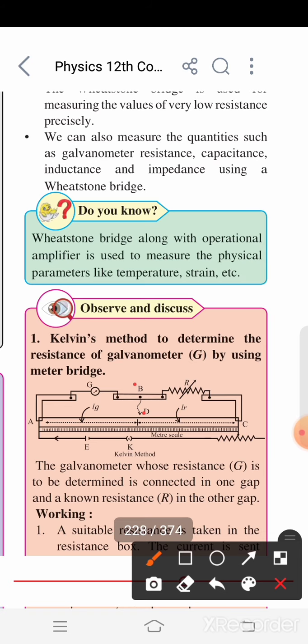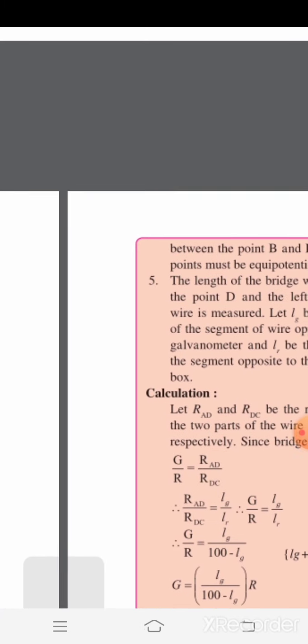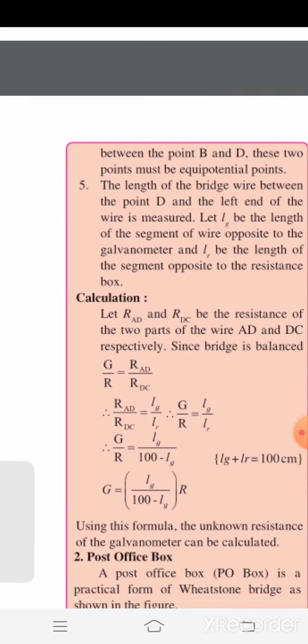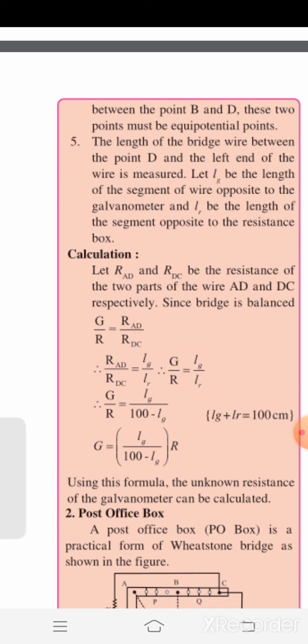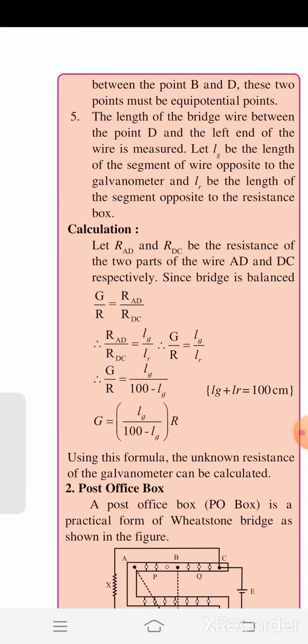At the condition, if the circuit is balanced, then we measure the length of the bridge wire between the point D and point A, that is the left end of the wire, measured as Lg, and the length between point D and C, that is the right end of the wire and balance point D, considered as Lr.